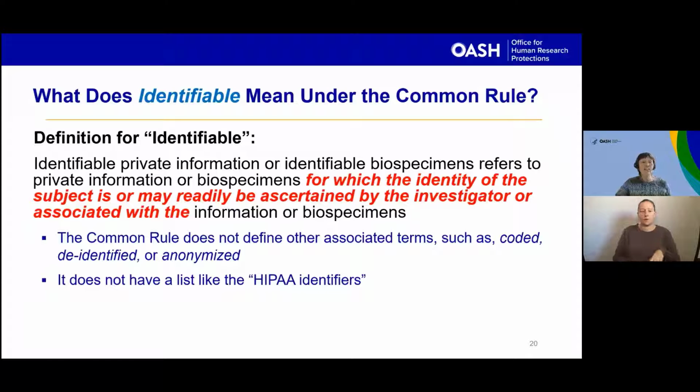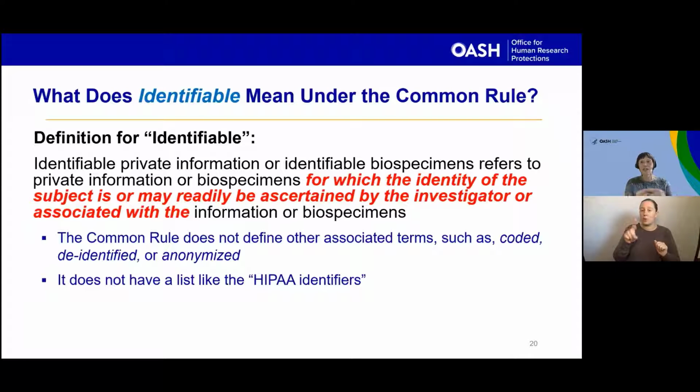The Common Rule does not define these other associated terms like coded, de-identified, or anonymized. And so I would suggest that you do not rely on using those terms to try and explain your case to either your IRB office or your scientific reviewers, because it is really confusing. When you use those words, I actually don't know what you mean. So when you say coded, does it mean that it has a code? The information, and all you're seeing most of the time is just the code to that.